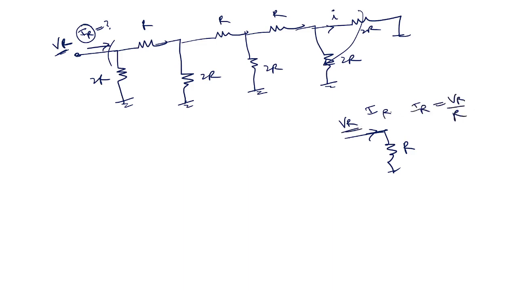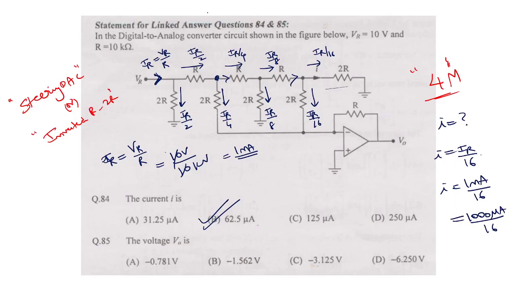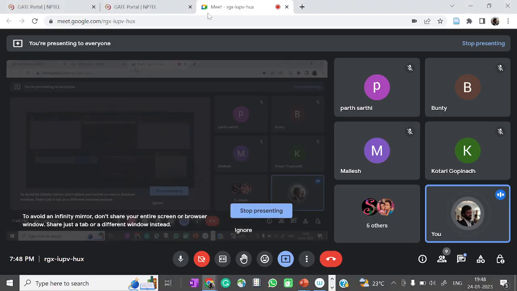VR by R. Now this IR gets divided like this. This is IR by 2, IR by 2. Why? Because this network is also 2R only, entire thing. Then again, this is IR by 4, IR by 4. Then you know the story, right? Same thing. Current equally gets divided. Okay, guys, is this clear? Say yes or no through your chat box, please.